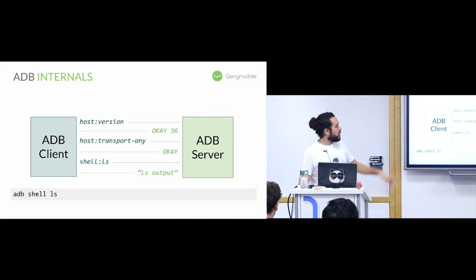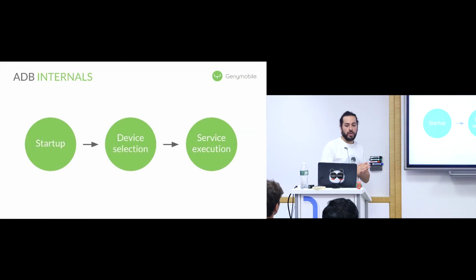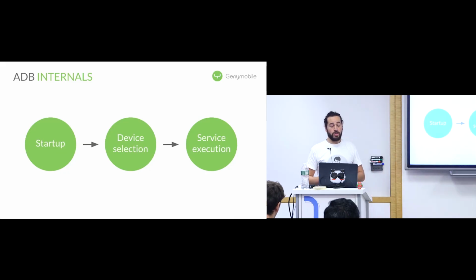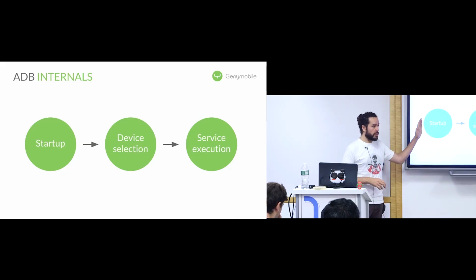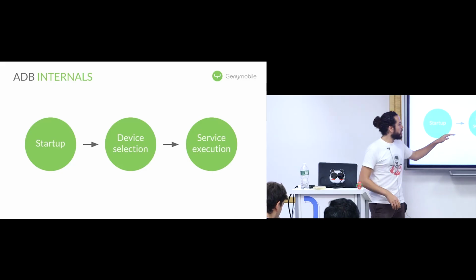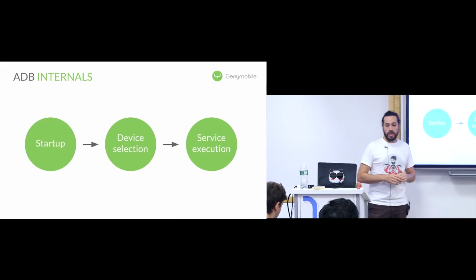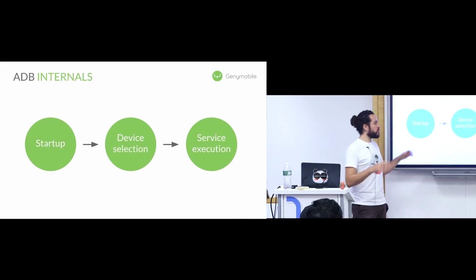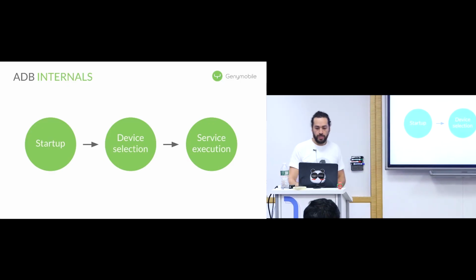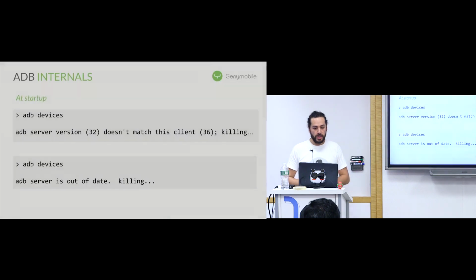So you have the full discussion. And the interesting thing to understand is that you have three phases all the time when the ADB client is discussing with the server. The first is the startup, so when it asks for the version, etc. Then you have the device selection all the time. And finally, you have the service execution, asking for something to happen, for a real command to be executed.